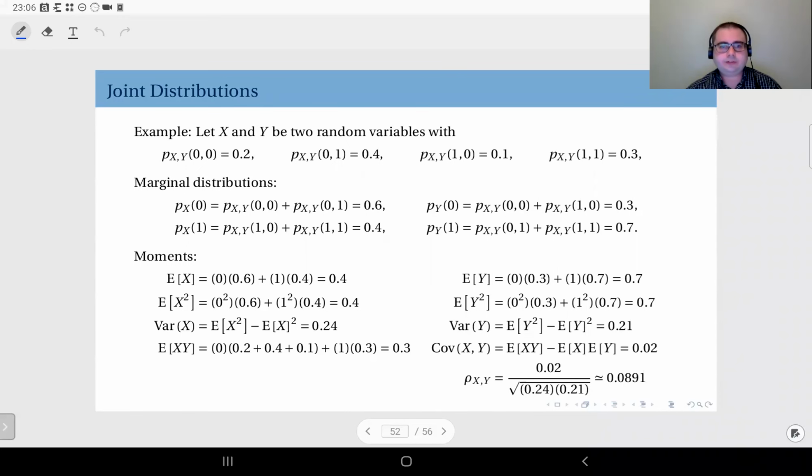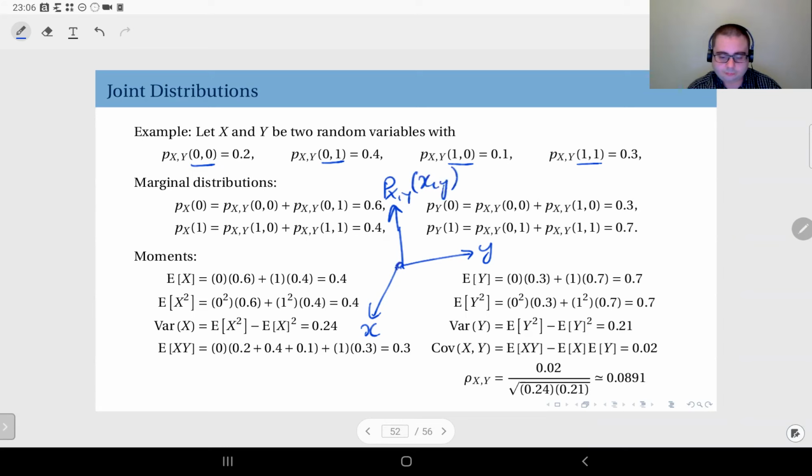Let's look at a simple example. Let's say we have two random variables x and y, and the joint distribution is given at (0, 0), (0, 1), (1, 0), and (1, 1). So this is a distribution. Let me try to plot this here. Let's say this is the x-axis, this is the y-axis, and this is the joint PMF.